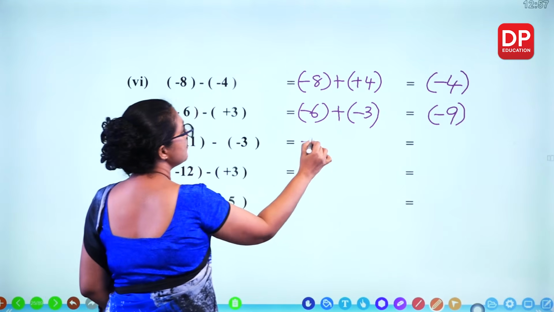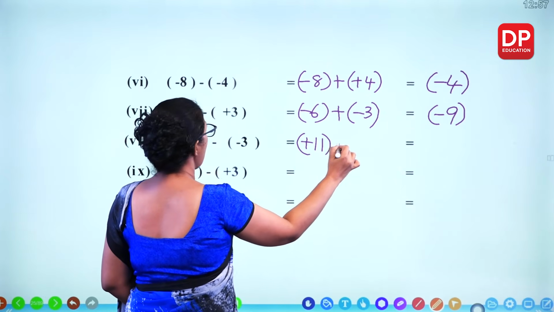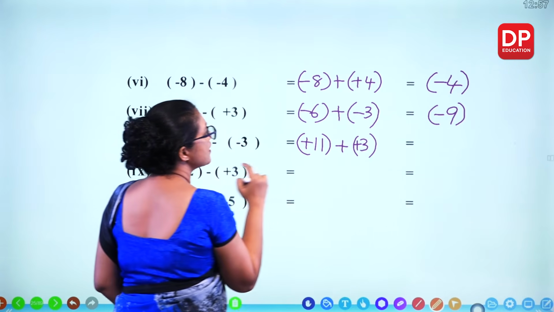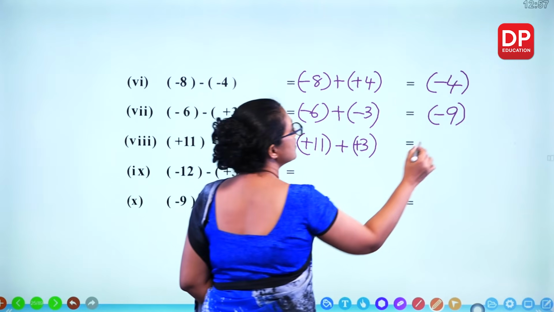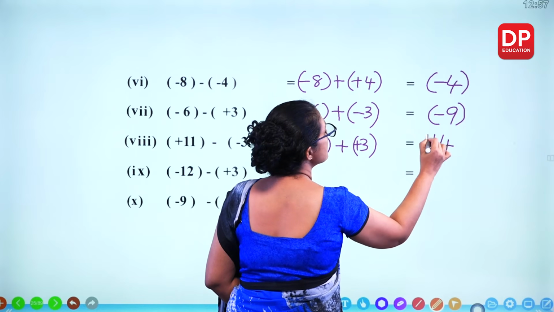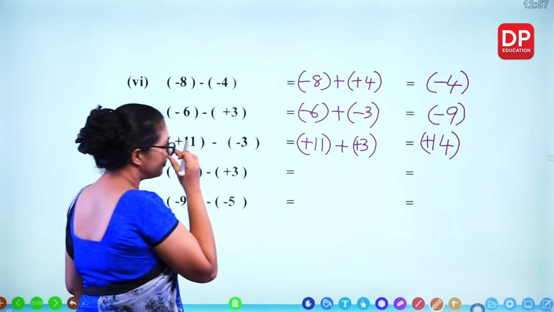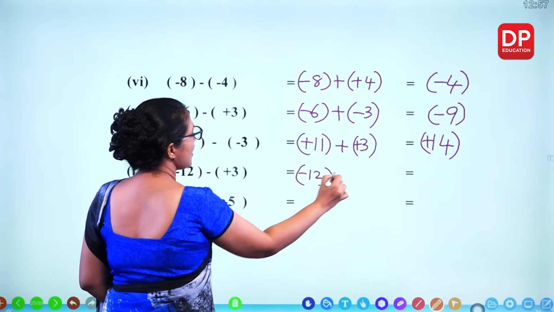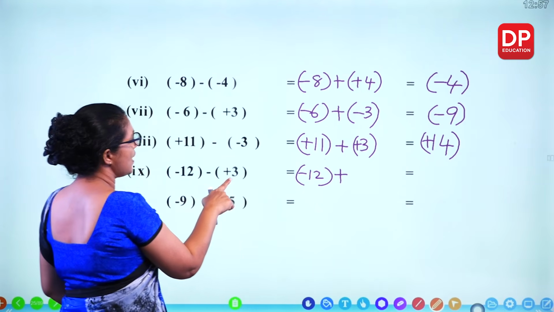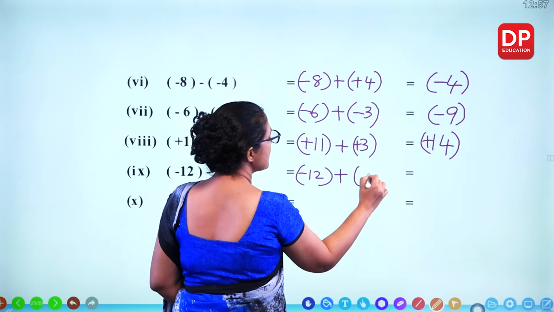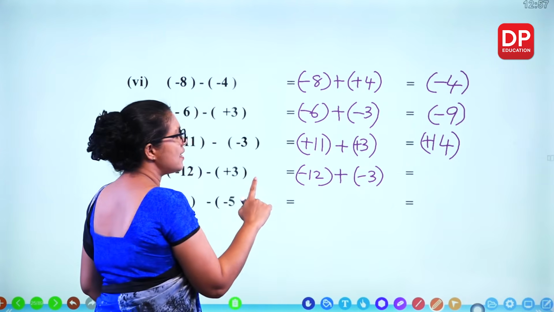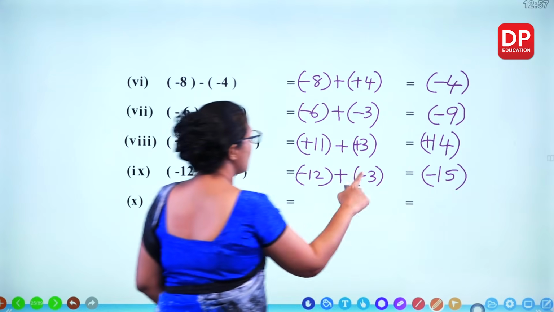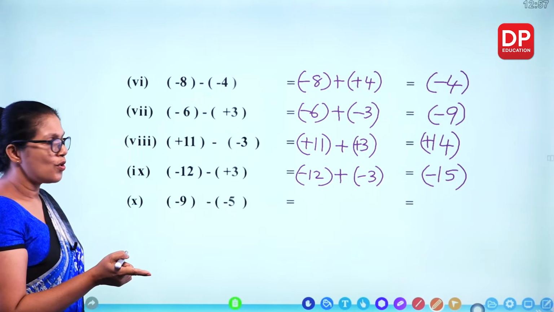Plus 11, addition of the additive inverse, that's plus 3. 11 plus 3, 14. That's plus. Minus 12, additive inverse of plus 3 is minus 3. Both negative, so add it. That's 15. Both negative, so you get the answer also negative.